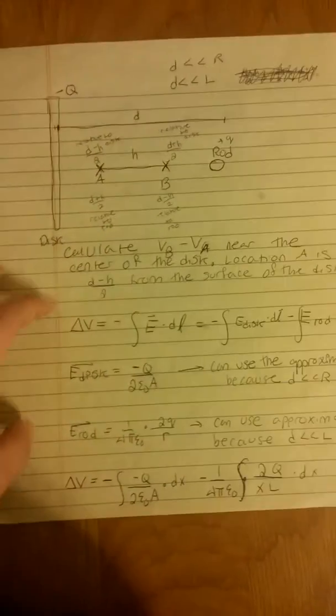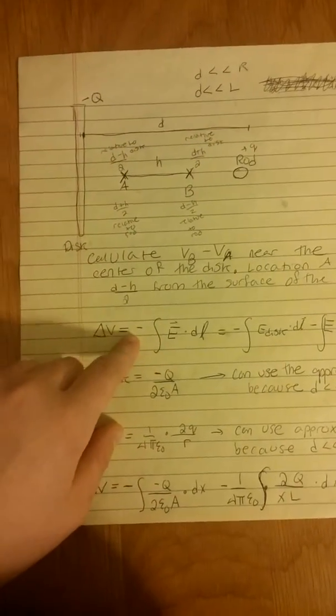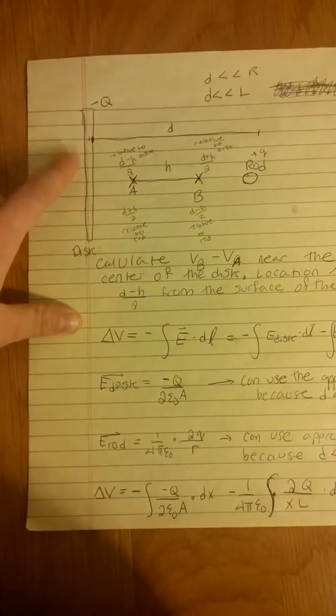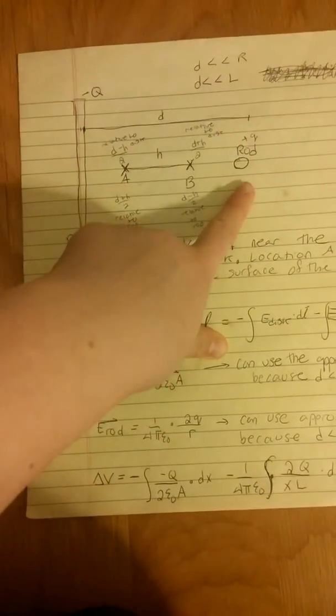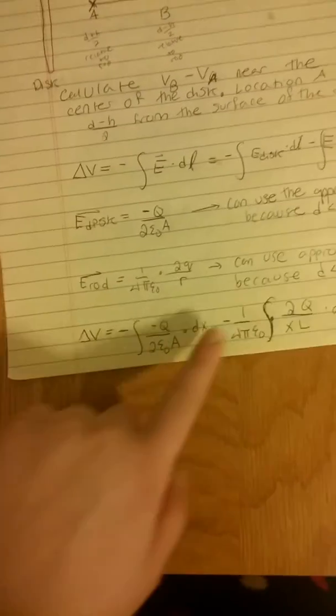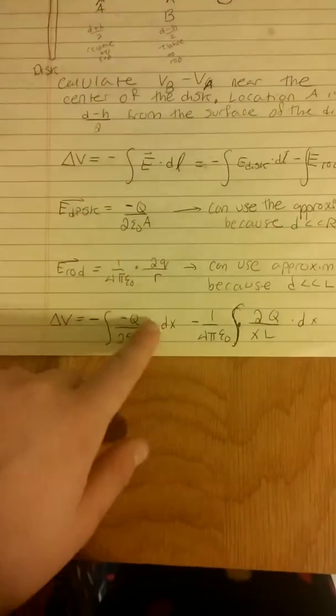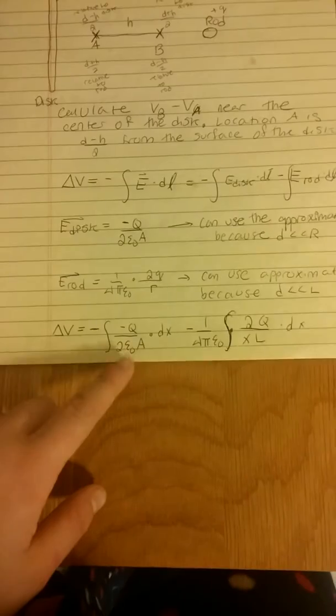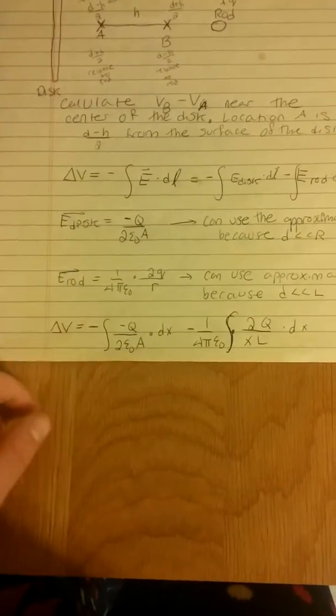So we basically just plug and chug back into here. Remember this negative sign, and that this disc is negatively charged and this rod is positively charged. Once we plug and chug, that's what the formula would look like. And remember, these two negatives cancel out because the disc is negative.